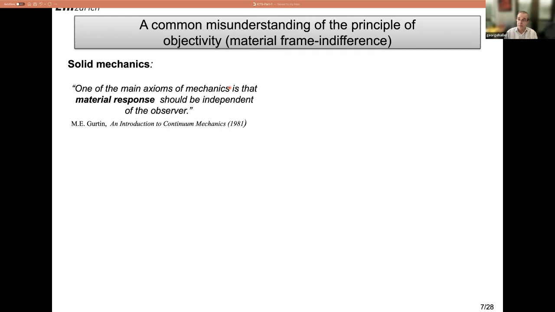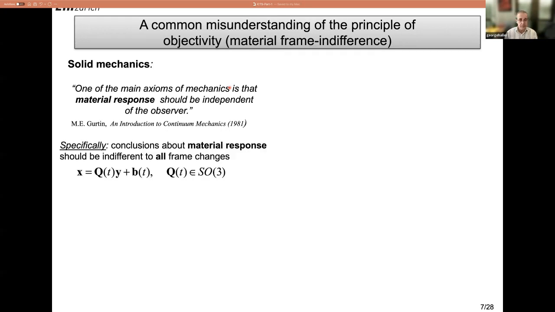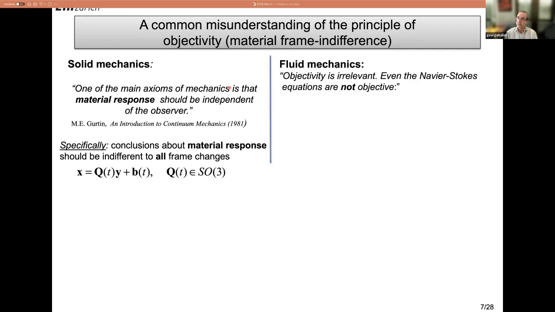And people say, okay, that's fine in mechanics. And what do you actually mean by that? Well, specifically, what they mean is that conclusions about material response should be indifferent to all frame changes of this form, okay? And then comes the counter argument that this is completely irrelevant in fluid mechanics. I'm paraphrasing an argument that I heard many times: objectivity is irrelevant in fluid mechanics because even the Navier-Stokes equations, which are the fundamental equations of fluid mechanics, are not objective.